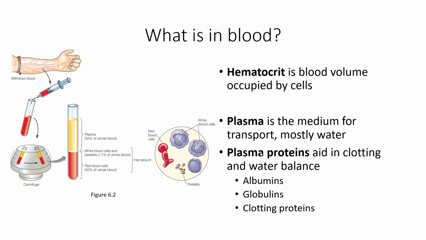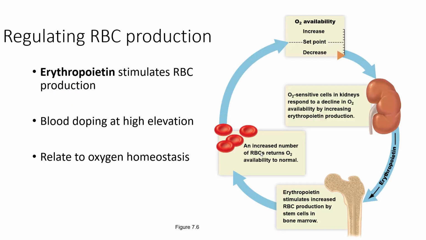And if you're thinking, that sounds like you have an extracellular matrix or fluid and cells floating in it, is this a connective tissue? It is. And in that extracellular matrix, the plasma, there are proteins. These proteins aid in clotting and aid in water balance because blood, one of its functions, is water balance.